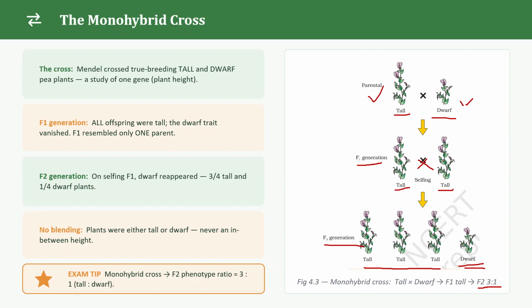So Mendel obtained similar results for all other contrasting characters he studied. So one parental character appeared in the F1 generation while both characters reappeared in the F2 generation. So what you should remember from the exam point of view is monohybrid cross studies one character and F2 phenotypic ratio is 3:1. So no blending of characters occurs here.